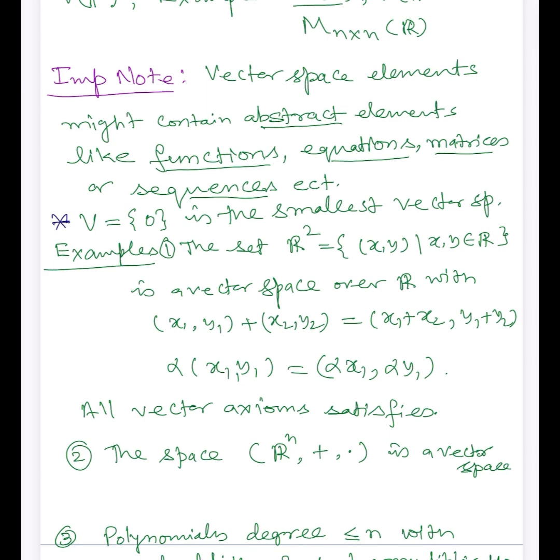Now if we take V as the singleton zero vector, this is the smallest vector space. You can satisfy all 10 axioms with this vector. The zero vector plus the zero vector is the zero vector, so this belongs to V. So V is closed. The only element is 0, so you only pick up 0. For any scalar alpha, alpha times the zero vector is 0, which again belongs to V. So this is closed under addition and scalar multiplication. This is the smallest vector space with the usual addition and scalar multiplication.